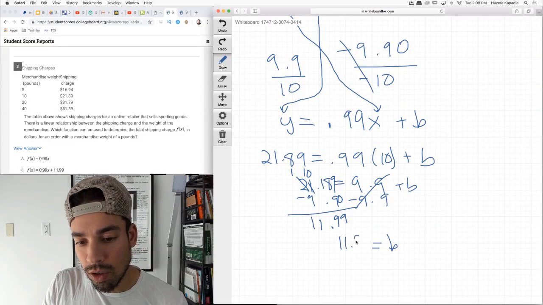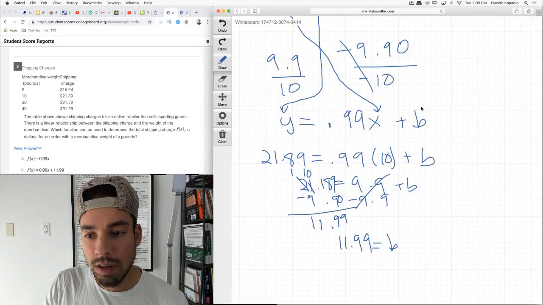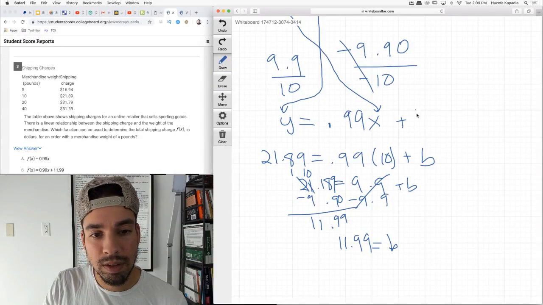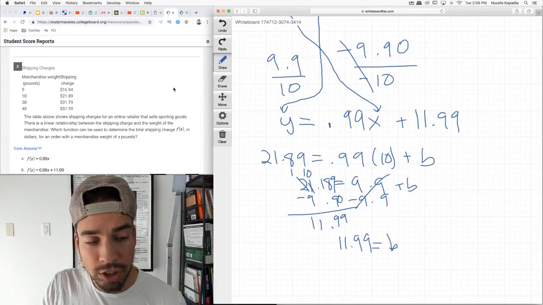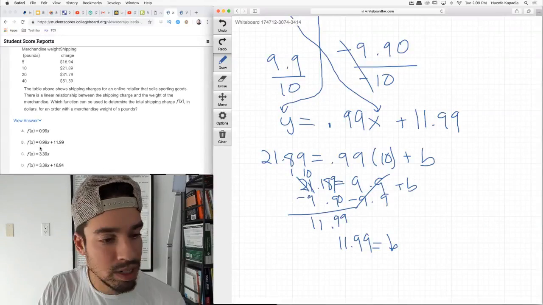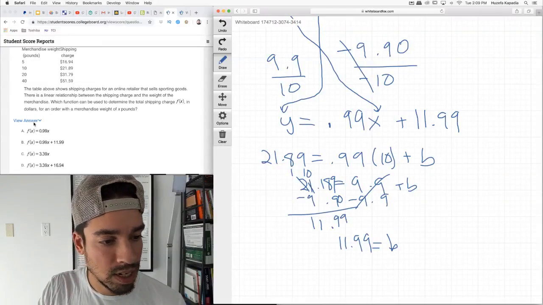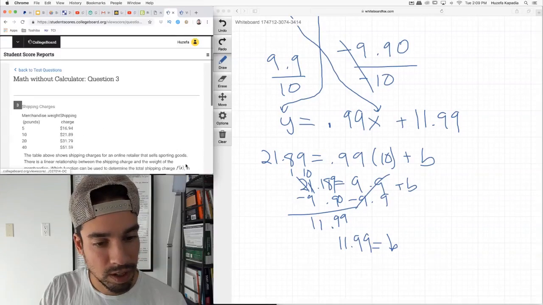So it's 1199. So then if we go back to this equation up here, I'm going to erase that b and write in 1199. Actually, I don't remember this question too well, but it looks like it's got to be 0.99x plus 1199. Let's make sure that's right. Yeah, cool. Okay, next.